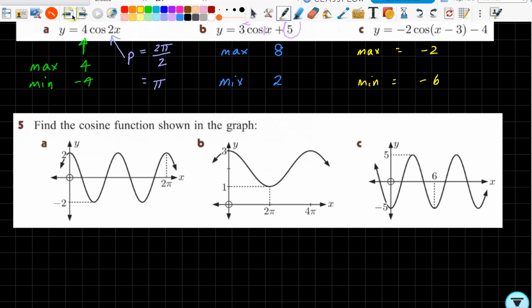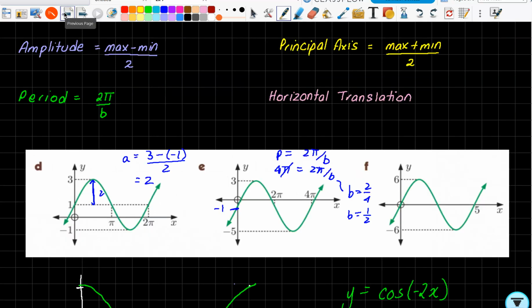From last lesson, with the sine function, we were able to work out our amplitude. If you couldn't just see it, we knew that we would take the max from the min, divide by 2. It gives us our amplitude. Our principal axis, that's our D value. That was the average of your max and min. We know this now. The formula for period is 2 pi on B, and we also had to look out for C, which has our horizontal translation.